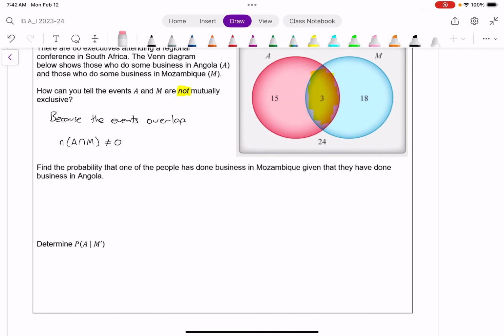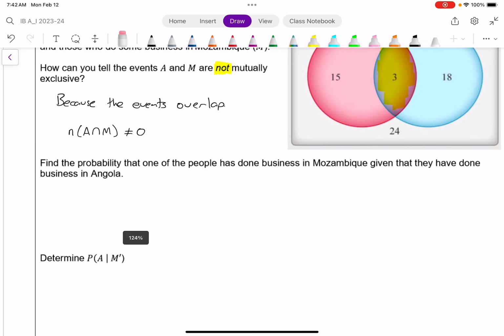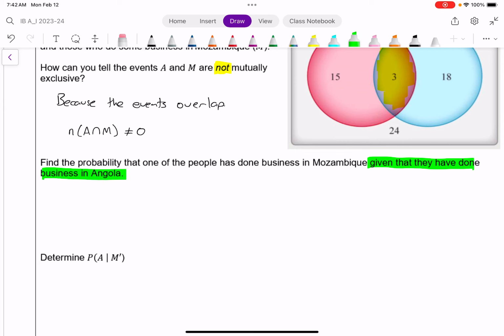All right, so that's it. I have two questions here of examples of conditional probability. The first one I want to solve just by looking at the Venn diagram. The second one I want to solve using a formula. I can do either for each. So what's the probability that if we chose someone at random, that they've done business in Mozambique, given that they have done business in Angola? So we know they've done business in Angola. What's the probability they've also done business in Mozambique?